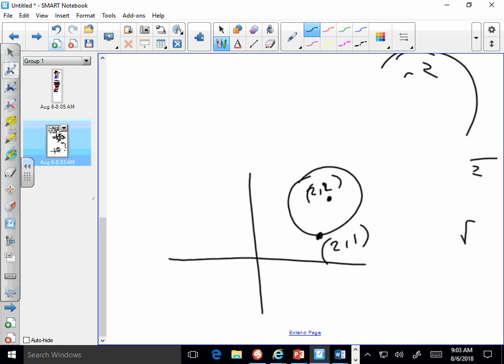Did you say the center? The center is 2, 2. Mm-hmm. So with H? Yes, ma'am. 2, 2 is the center. It's trying to be in the center of that hand-drawn circle. Okay.